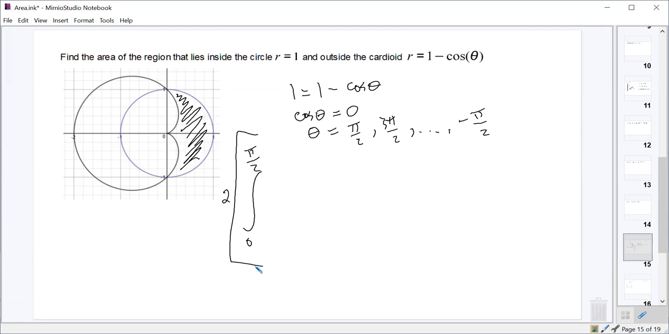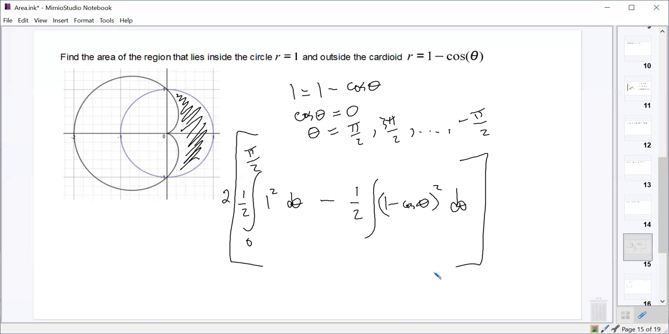And what is our outer r value? Our outer r value is the circle, right? So we should have 1/2 r squared d theta, and then minus, and then what's our inner one? It's 1/2 the integral of the inner one, which is 1 minus cosine theta squared d theta. And remember, we need to square those and put the 1/2 in because that's the formula that we developed for finding the area of the polar curve. So everybody okay with that?